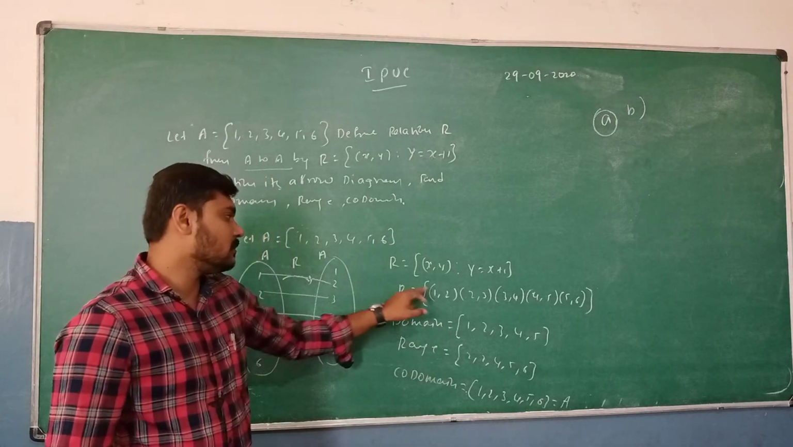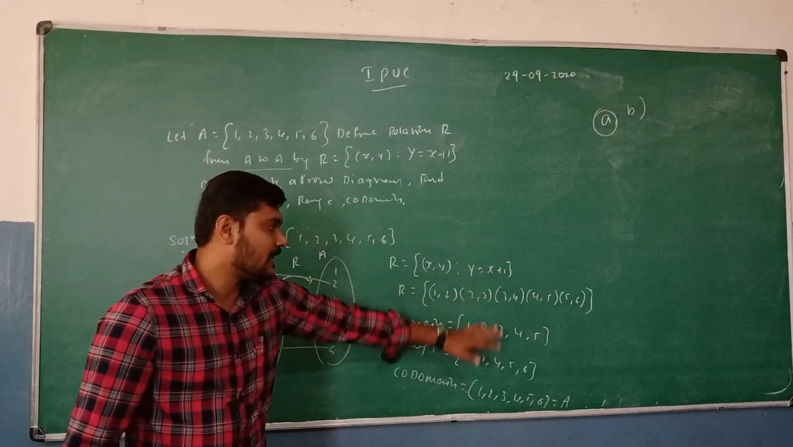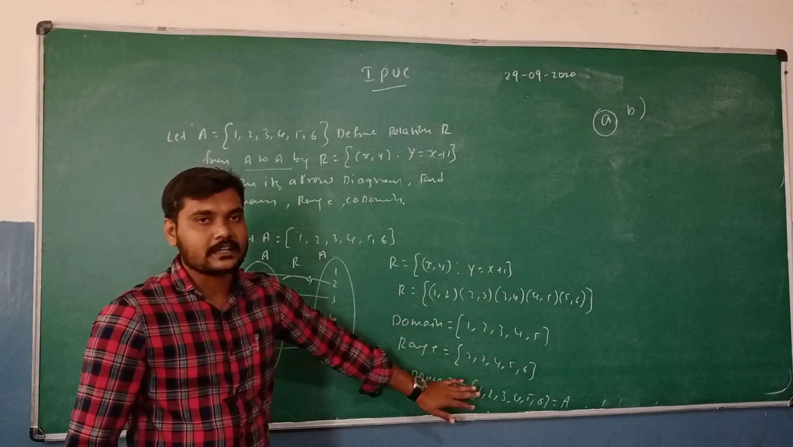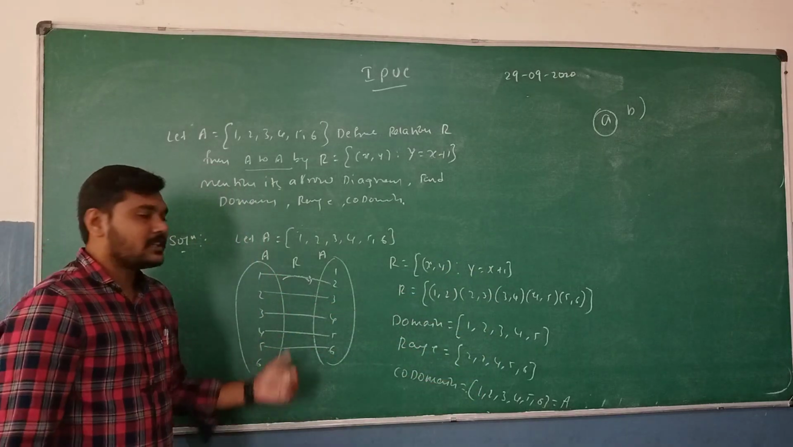So the relation R is equal to {(1, 2), (2, 3), (3, 4), (4, 5), (5, 6)}. These are the elements. These are the domain, codomain, and range. Okay. This is going to be an ordered pair. Just concentrate on it. Thank you for watching this video.